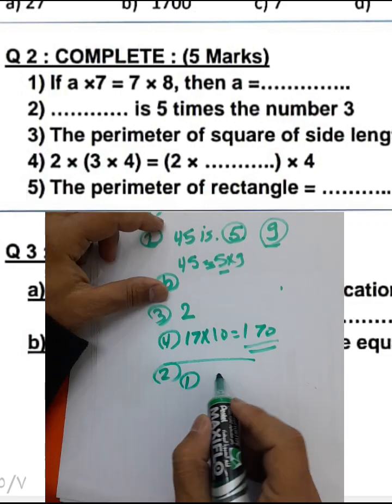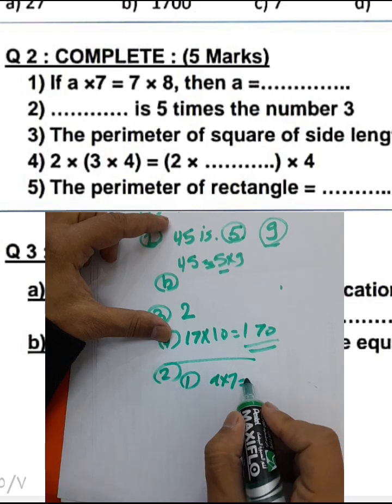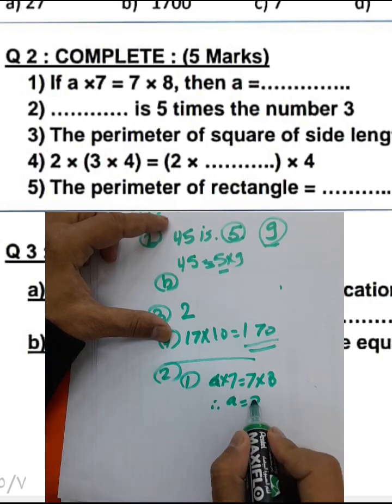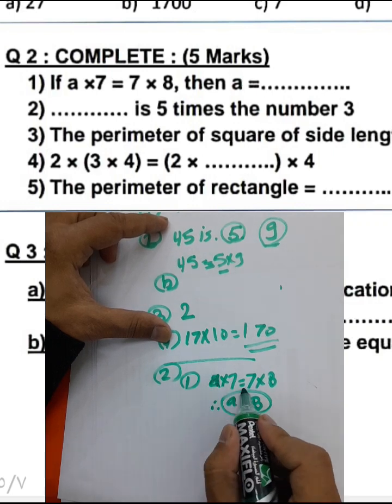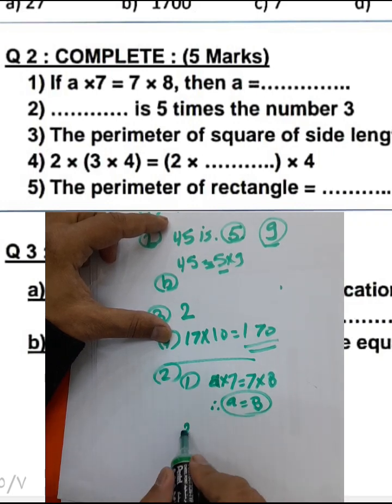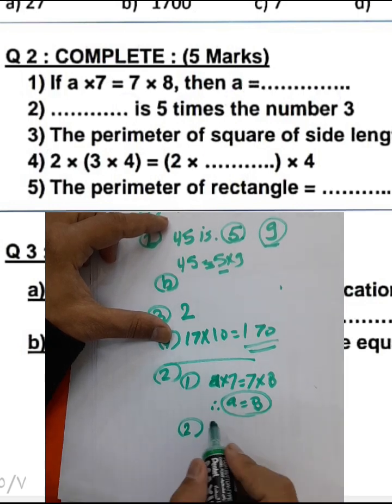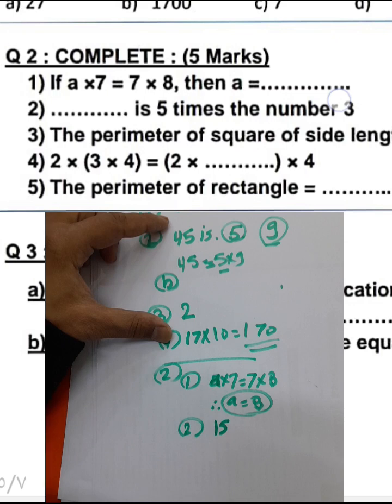Question number 2, complete. Number 1. If 8 times 7 equals 7 times 8, then A will be 8. Question number 2. Space is 5 times the number 3. 3 times 5 will be 15. Multiplication of two numbers.